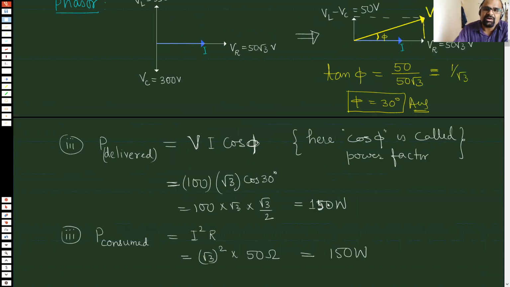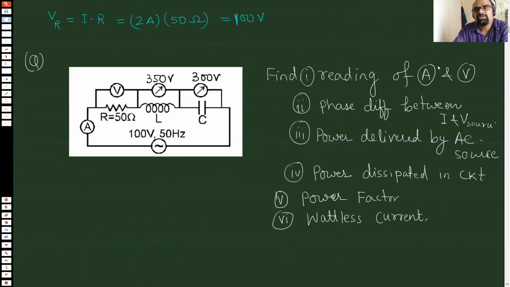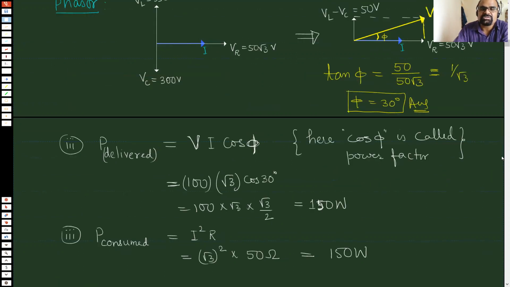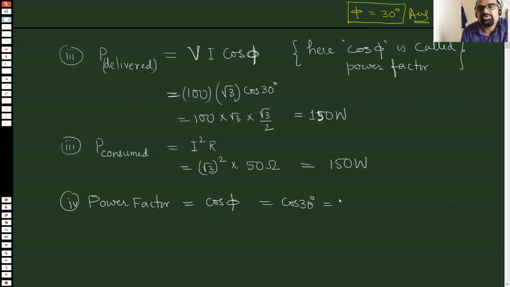You see. Now what was the 4th one? Yeah, power factor. Okay, fine. Power factor means cos phi, which is root 3 by 2. Power factor is simply cos phi, so cos 30 degree, which is root 3 by 2. Then 5th part, wattless current.